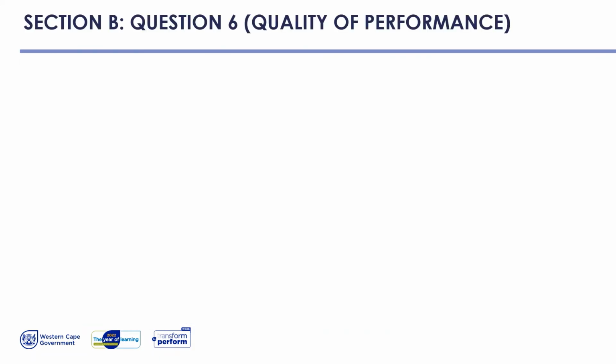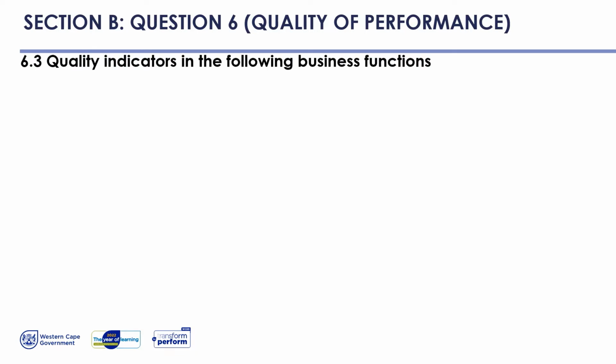If we look at our next bullet in our essay question, this is the explain question. Explain the quality indicators of the following business functions. You will see that they make specific mention of general management and the financial function and the human resources function as well.